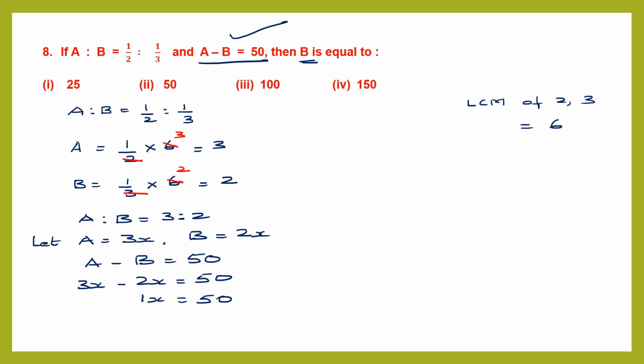Now that we know the value of x, we can find the value of only B because we've been asked to find only B. So B is 2x, which is 2 into x, and x is 50, and 2 into 50 is 100. So we have found the value of B and that is 100, and that is option 3, 100.